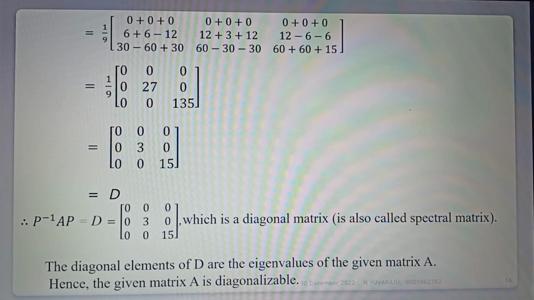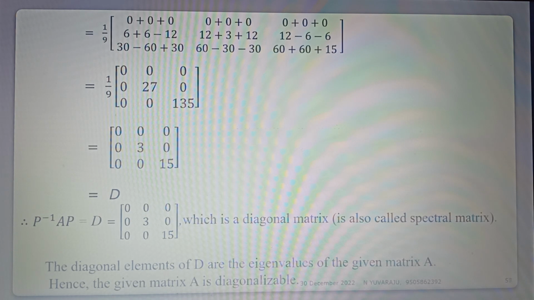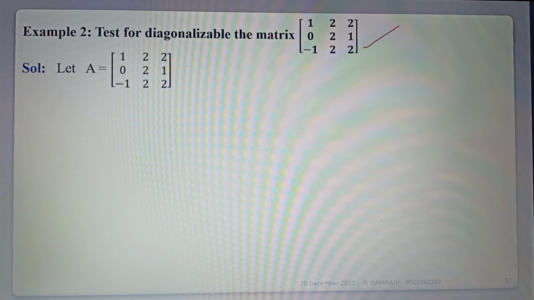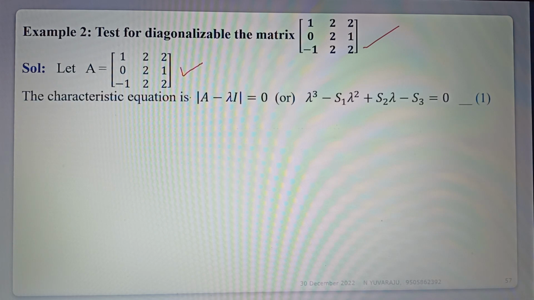Hence the given matrix A is diagonalizable. Second example, test for diagonalizability of the matrix. The same procedure, okay na? This is the given matrix. Assume A is equal to the given matrix. Now finding the eigenvalues. First, the characteristic equation. This is the characteristic equation.